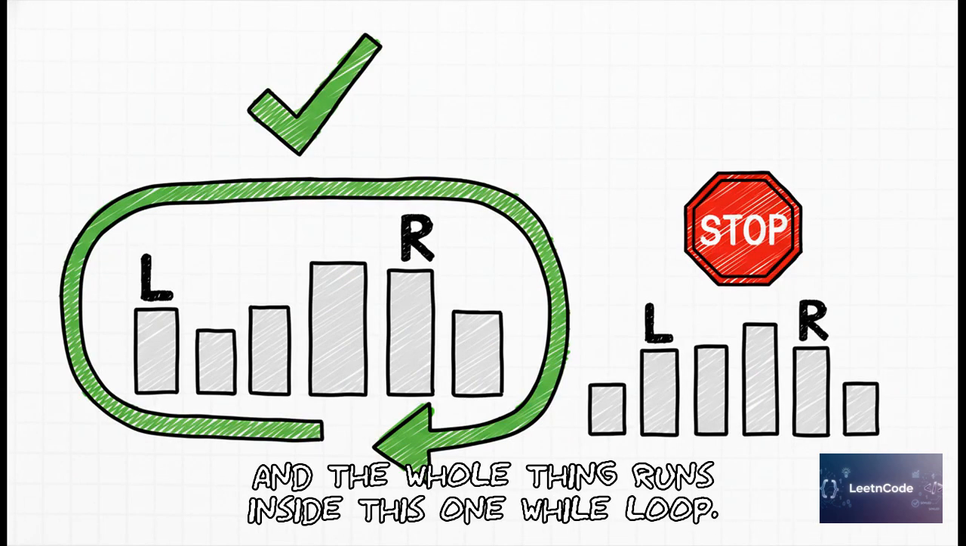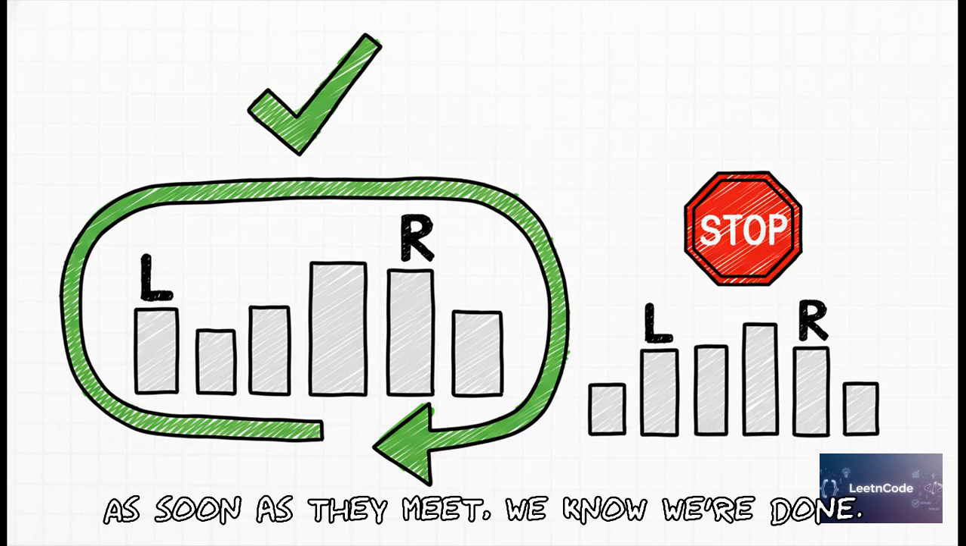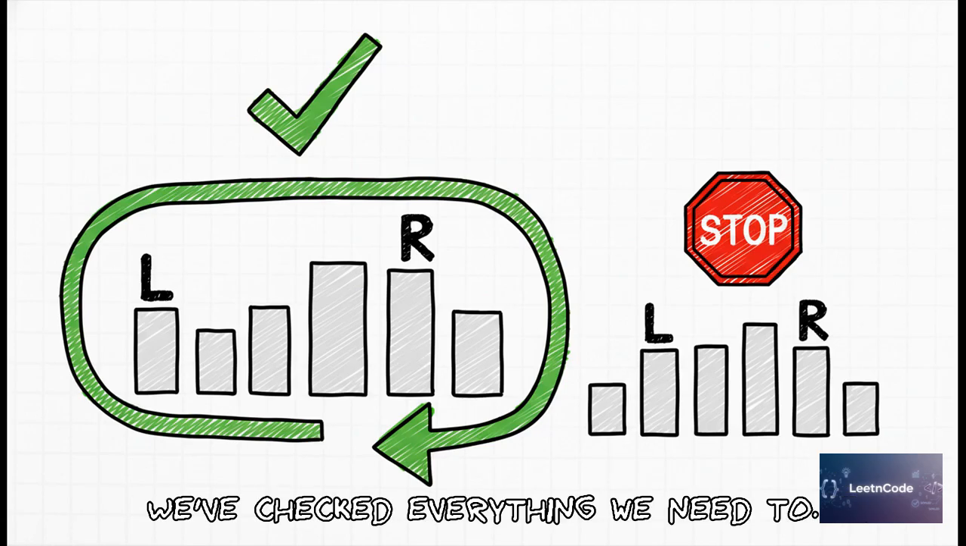And the whole thing runs inside this one while loop. It just says, hey, keep going as long as the left pointer hasn't caught up to the right pointer. As soon as they meet, we know we're done. We've checked everything we need to.